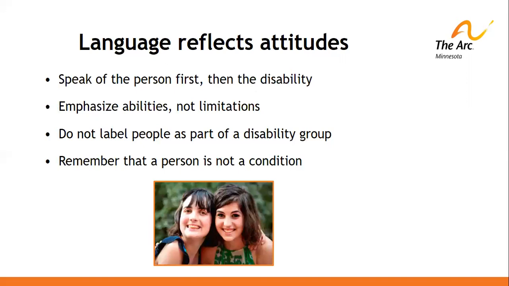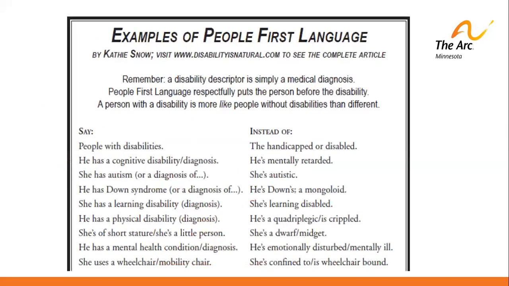When we use labels to describe a person, we devalue and disrespect them as individuals. Our words both define and reflect our everyday life and can promote positive attitudes about persons with disabilities. It is important to remember that people with disabilities are people first, and their disability does not define who they are. It is a respectful way to always refer to the person first and the individual with the disability rather than disabled person. One of the handouts that was available was the People First handout by Kathy Snow.